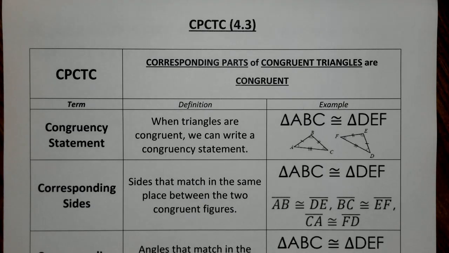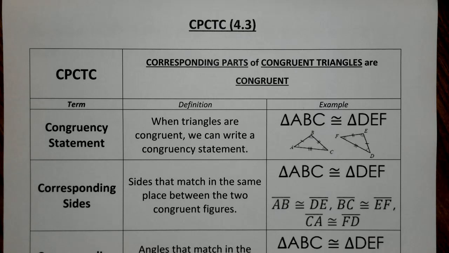All right, this video is going to cover our 4.3 section of Chapter 4. This is what we call CPCTC. It's a lot of fun to say. What CPCTC stands for is corresponding parts of congruent triangles are congruent. My students know since the very first day of school, I have been stressing the word corresponding. Corresponding means matching. So we've got to look for matching parts of triangles to figure out which parts are congruent.